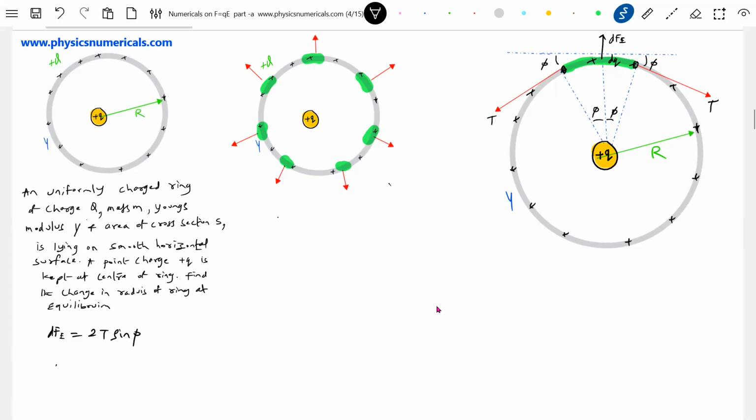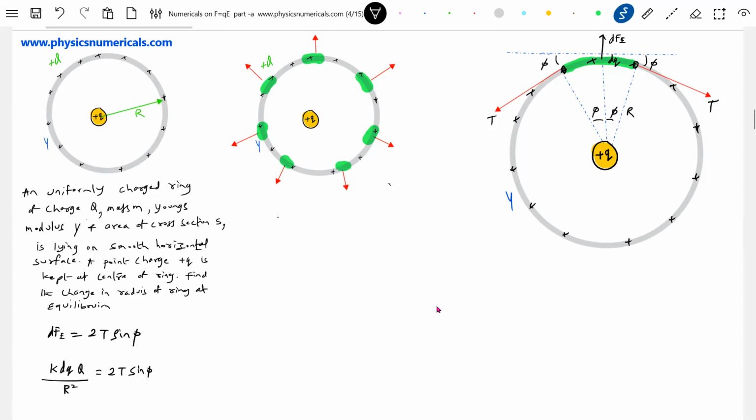What is dFE? It should be equal to lambda into ds into E. Okay, the force of interaction, no? This should be equal to K dq q by r square, the force of interaction between them, because dq is a charge here. What is the radius? Radius is r. So there's a force of interaction. This should be equal to 2T sin phi.